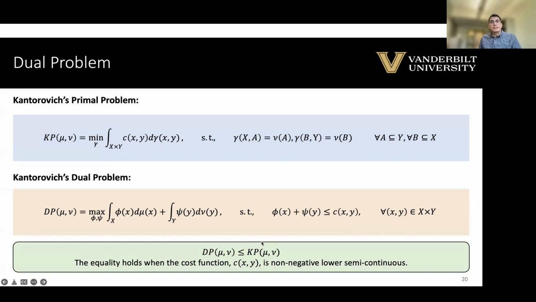Okay. And so the equality holds between these. This dual is always smaller than or equal to the primal, and this equality holds when the cost function c(x,y) is non-negative and lower semi-continuous. And I just thought that for the sake of completeness, it's important for us to know the dual formulation as well, specifically because in deep learning and machine learning, this is a very common formulation that we use.